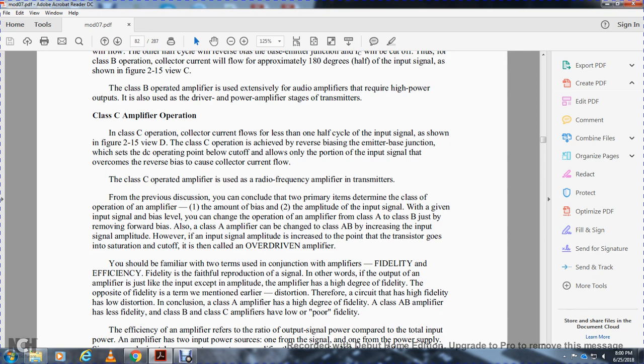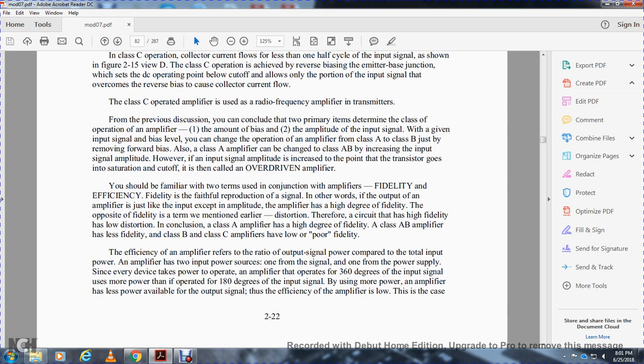You should be familiar with the terms amplifier fidelity and efficiency. Fidelity is the faithful reproduction of the input signal at the output of the amplifier. An amplifier that reproduces the input with a high degree of fidelity has low distortion, as we mentioned earlier. In conclusion, the Class A amplifier has a high degree of fidelity, the Class AB amplifier has less fidelity, Class B has less still, and Class C amplifiers have poor fidelity.